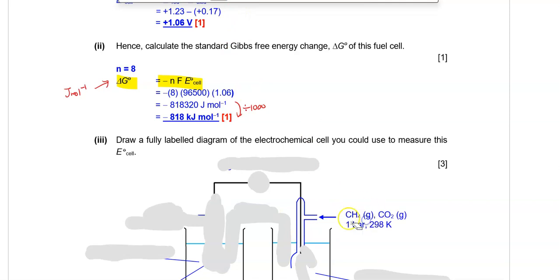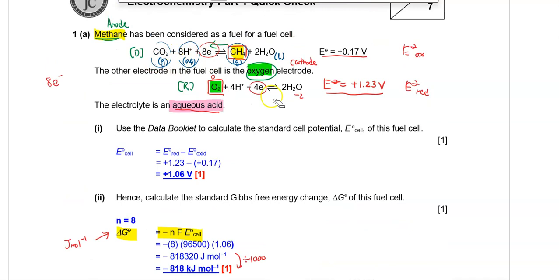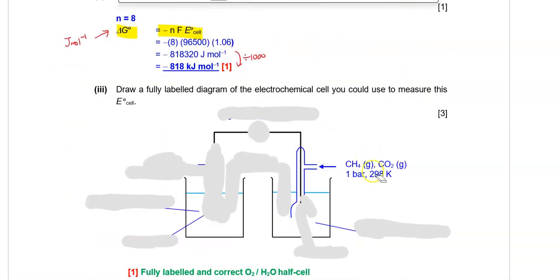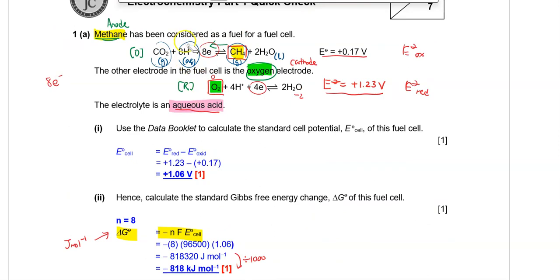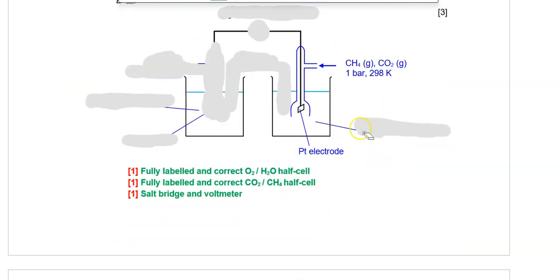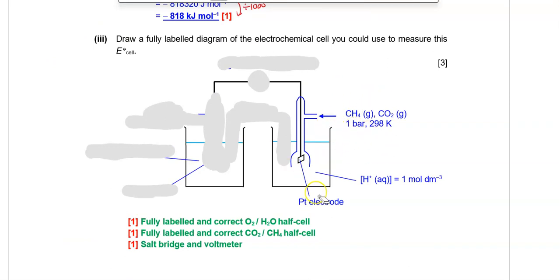Alright, CH4 and CO2. So both CH4 and CO2 have to be present, both at 1 bar, 298 Kelvin. As I mentioned, we need the platinum electrode as the inert electrode. And in this case, what are the species present? The ions, H+. So H+ must be at 1 mole per dm cube. So that's done for one half cell, the methane CO2 half cell.